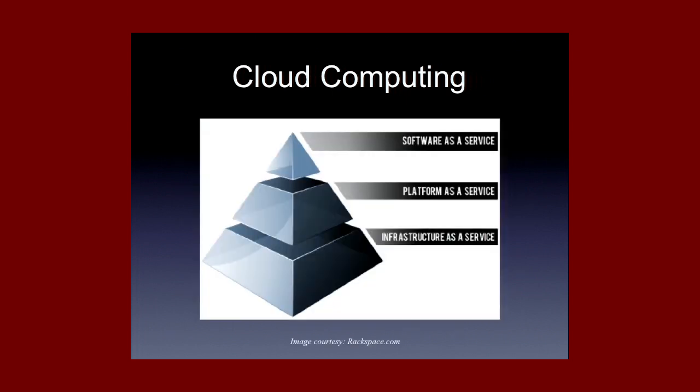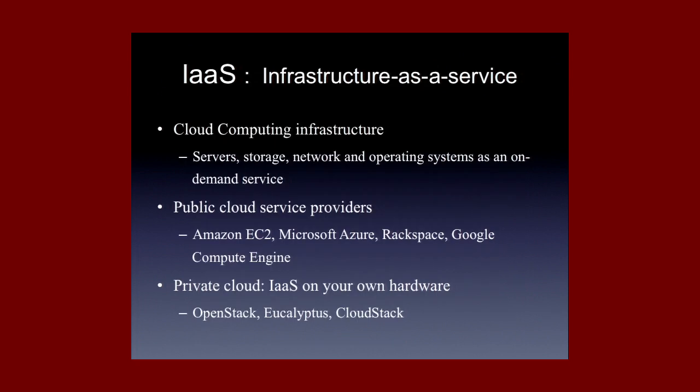Cloud computing is typically one of three different stacks, and sometimes there's the cloud computing pyramid, I don't know if you've seen that before, but it's pretty popular. The three stacks are software as a service, platform as a service, and infrastructure as a service. Infrastructure as a service is the most common one, at least the most well-known one. That's when you rent servers: servers, storage, network, operating systems as a service.